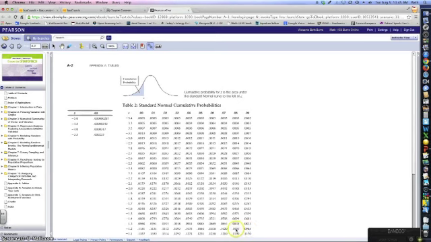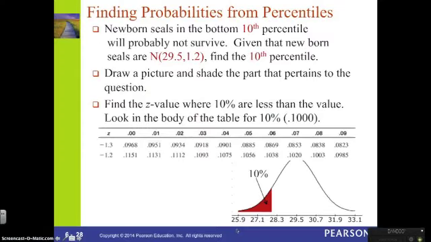Normally I just pick the one that's closest to it. So I have negative 1.2, and then I'm in the 08 column, so that's negative 1.28. I just have that little bit of the table showing here. So we're right here. There's my negative 1.28. So that tells me my z value. Remember, I need to know the weight of the seals.